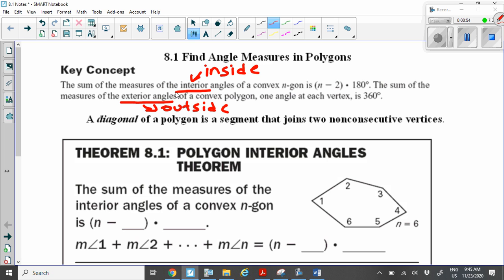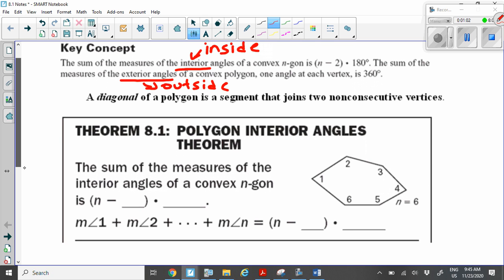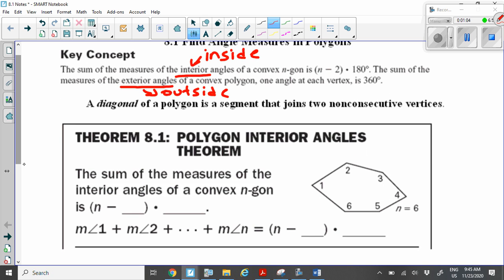Now, a diagonal of a polygon is a segment that joins two non-consecutive vertices. That's just something that you might need to know. Okay, so basically, this first part, Theorem 8.1, the polygon interior angles theorem, we just talked about that. The sum of the measures of the interior angles of a convex polygon. Everything that we're going to be doing is convex, so you're going to see that word a lot. But just know that's everything that we're doing.